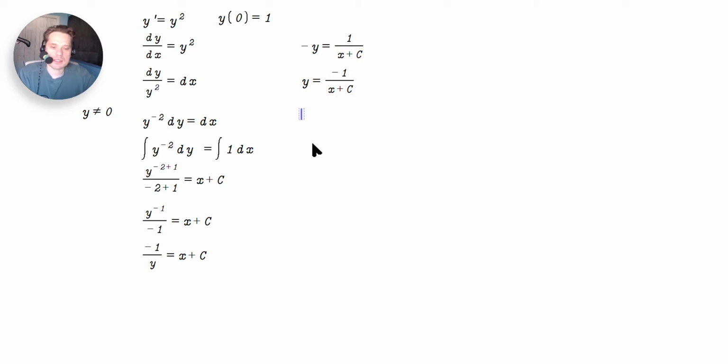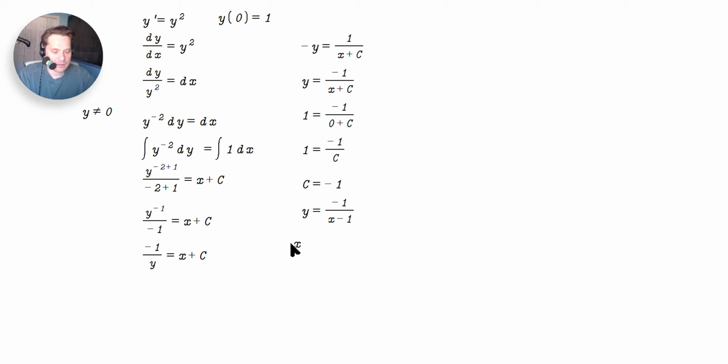Now let's say we want the specific condition y of 0 equals 1. So that means specifically that 1 is equal to negative 1 over 0 plus c, and then you solve this for c. So 1 is equal to negative 1 over c. So c is equal to negative 1, which means the final version is y is equal to negative 1 divided by x minus 1.